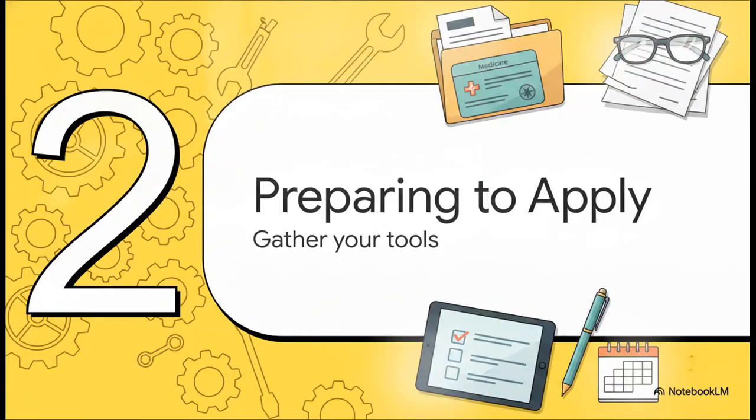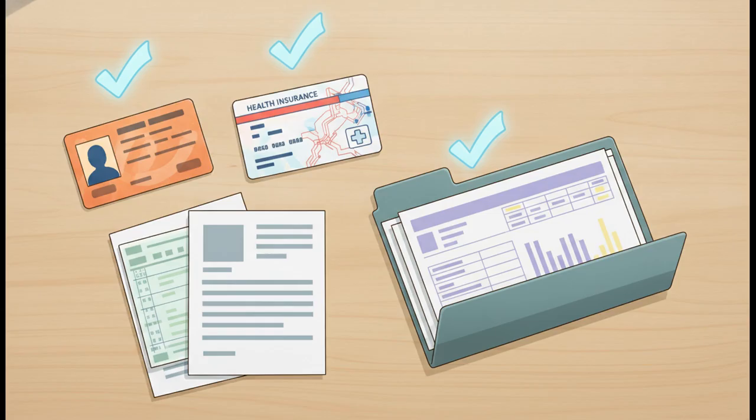Moving right along to Section 2, preparing to apply online. Listen, missing documents are literally the #1 reason applications get delayed. Before you even open a web browser, get your paperwork together. Having these exact documents ready on your desk will make the online process smooth as butter. You're going to need proof of identity, your official Medicare card, income verification like recent pay stubs or a Social Security award letter, and bank statements if your specific state looks at assets.